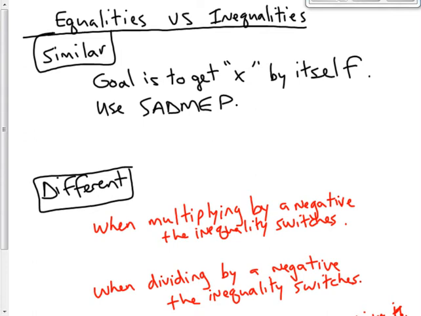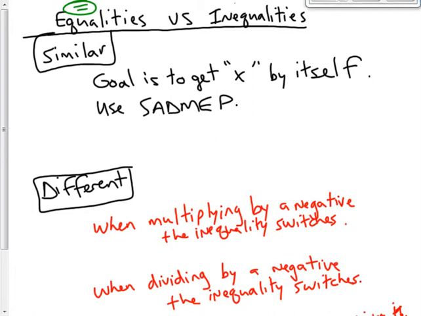We're going to move from equalities to inequalities. So let's take a look at some of the differences and similarities here between equalities and inequalities. When I say the word equality, that means I'm talking about something that has an equal sign in it. Okay? So 2x plus 4 equals 7.